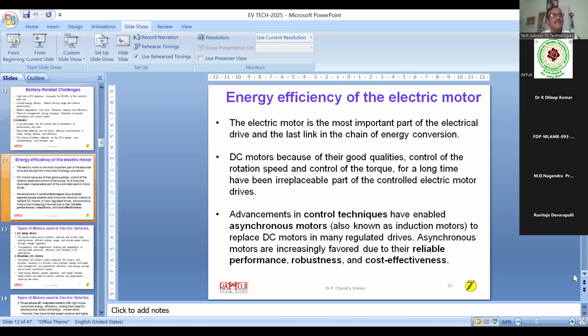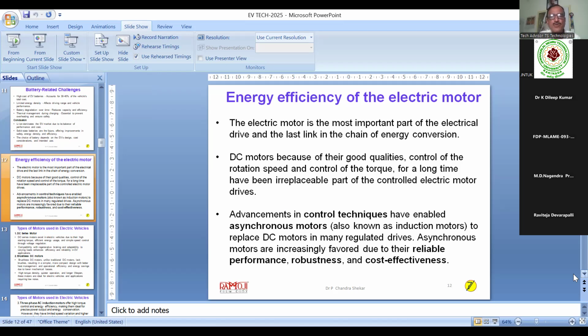Energy efficient. Then after battery, the next thing is the motors. Motor plays a vital role in electrical vehicles, right? And here the power consumption is equally important. The energy from the electrical battery to the output should be highest. Then only you get the better efficiency.